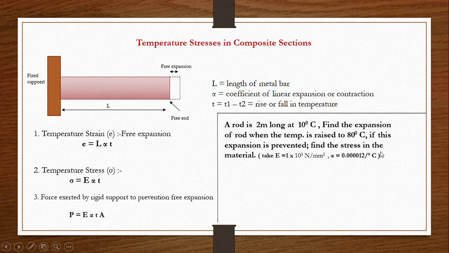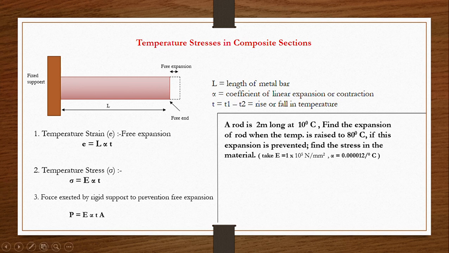So we'll move to the numerical which is based on these three formulas. As given, a rod is 2 meter long at 10 degrees Celsius. Find the expansion of the rod when the temperature rises to 80 degrees Celsius. Means the initial temperature is 10 degrees Celsius and the final temperature is 80 degrees Celsius. If this expansion is prevented, find the stress in the material.